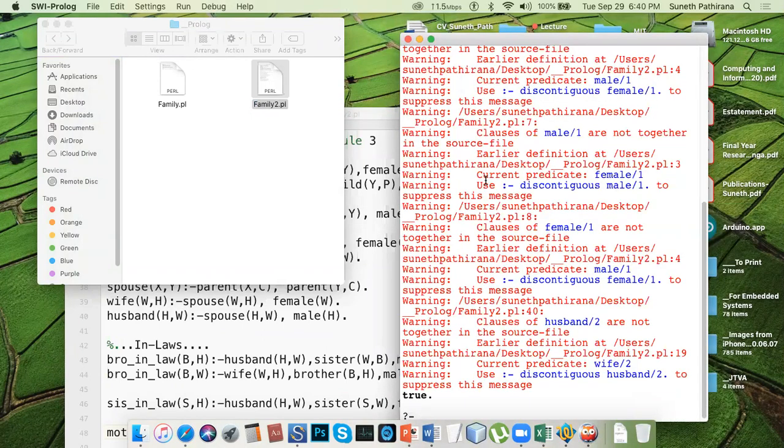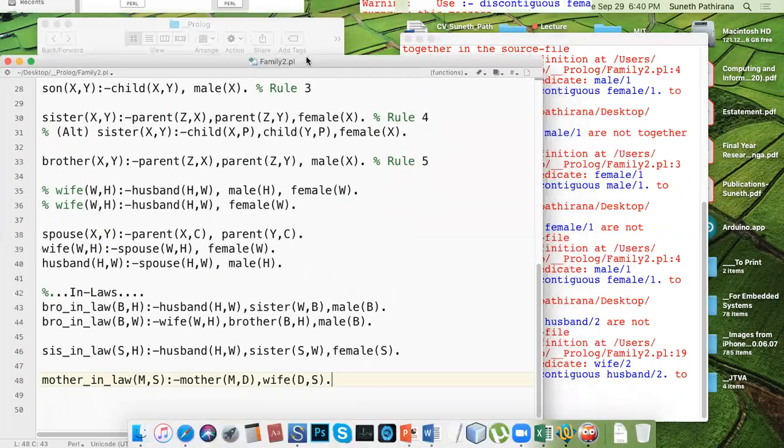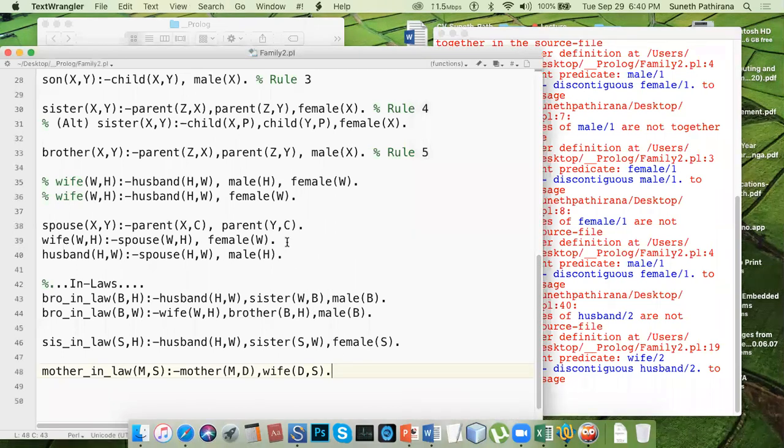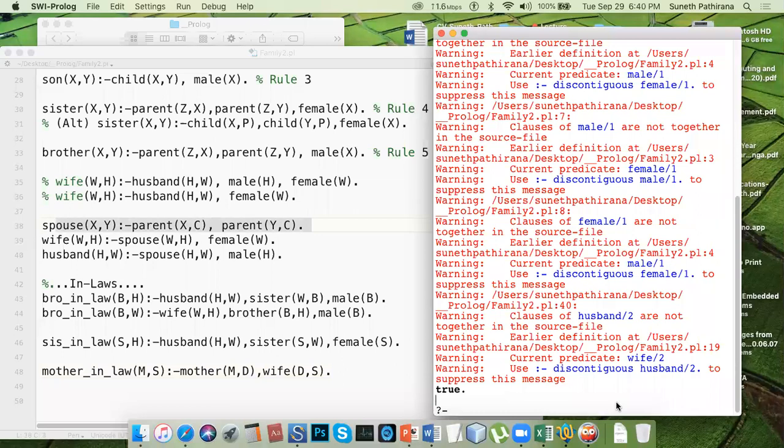Okay. Maybe for Windows users, it's not necessary to compile. So there are so many warnings. Warnings mean incomplete knowledge we have compiled for perfect reasoning. Which means there can be some missing necessary information as well as there can be some conflicts. For example, here are multiple statements specifying the spouse relationship. Okay.